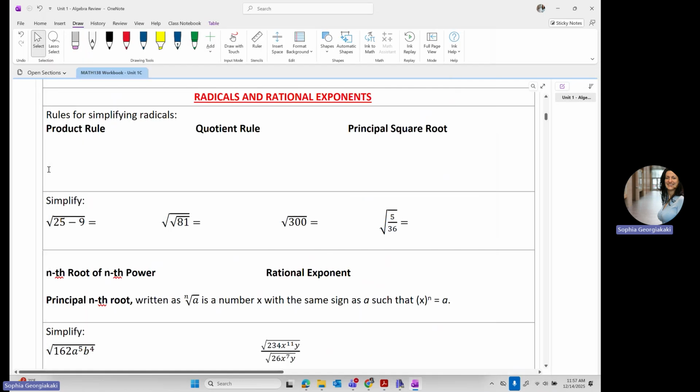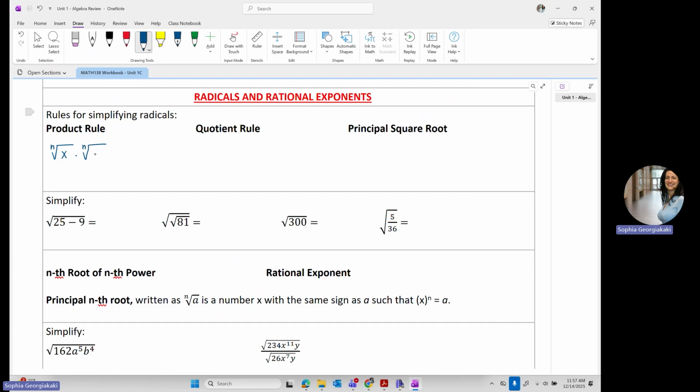So the product rule says that if you have the nth root of x times the nth root of y, so the index of the root is the important thing, and you multiply them together, you can just combine them under one root and just multiply x times y. And the quotient rule says that if you have the nth root of x divided by the nth root of y, you can combine them in one root and it will have the quotient of those two expressions.